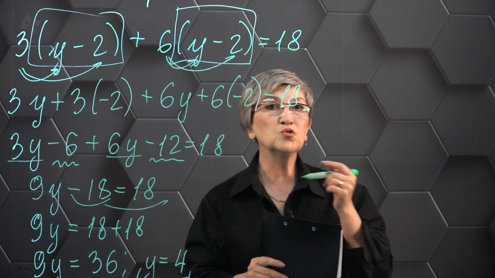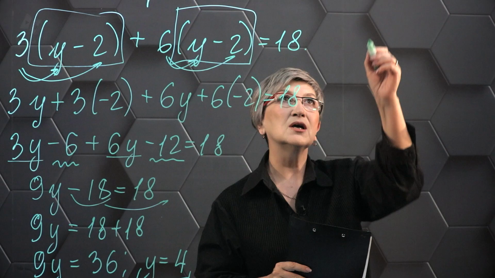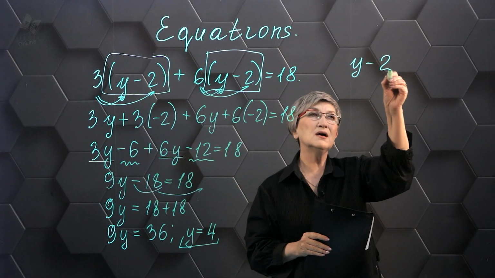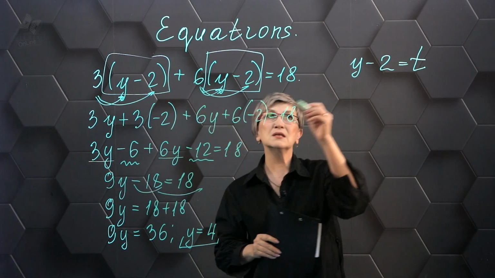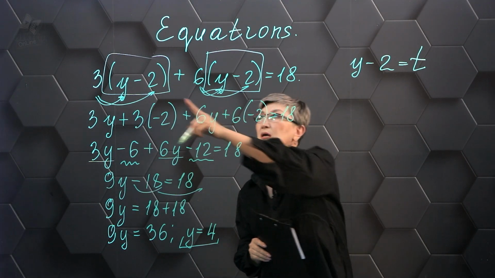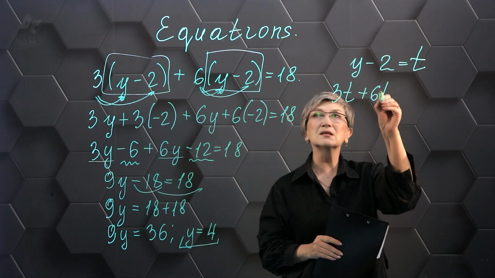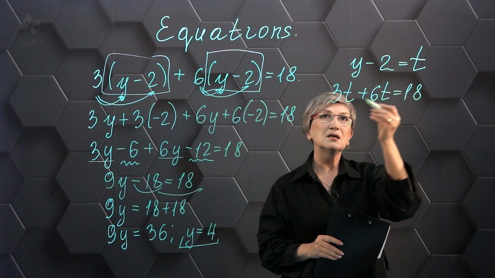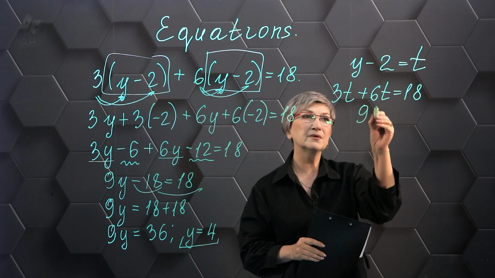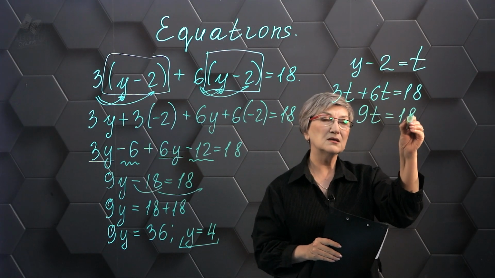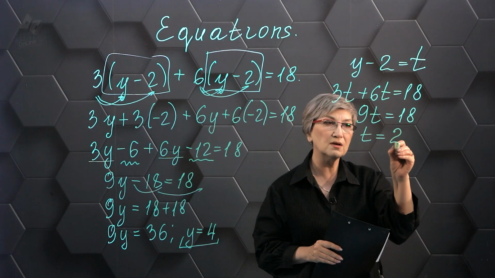If you don't feel comfortable opening the brackets and doing this, you can write that y minus 2 is conditionally equal to some variable t. And as a result, our equation will take the following form: 3 times t plus 6 times t equals 18. And in this equation, it's obvious that 3t plus 6t is 9t. And 9t equals 18. And in this case, t equals 18 divided by 9, that's 2.